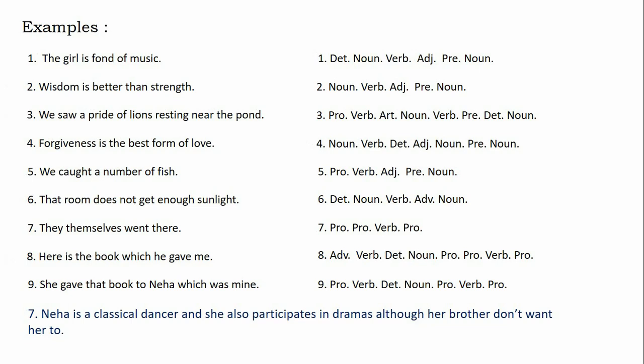Wisdom is better than strength. Hey, sorry, where was I? I think I was here. The girl: the is specifying the girl, so the is a determiner. Girl is a noun, is is a verb.